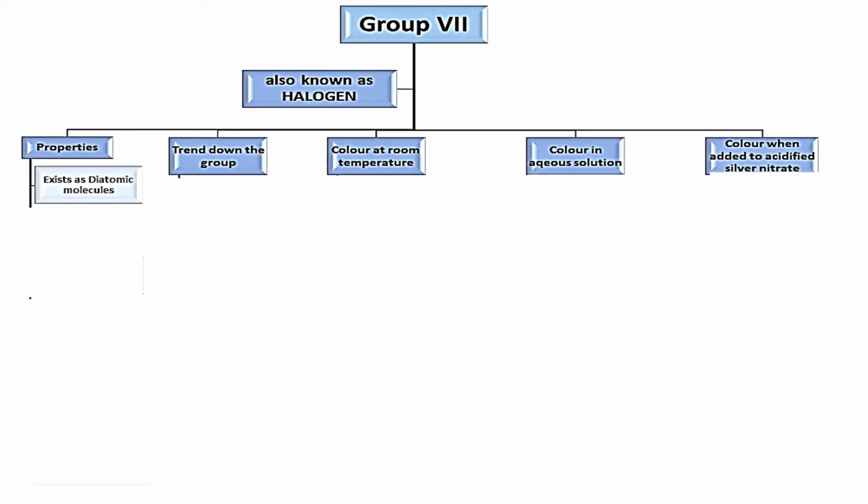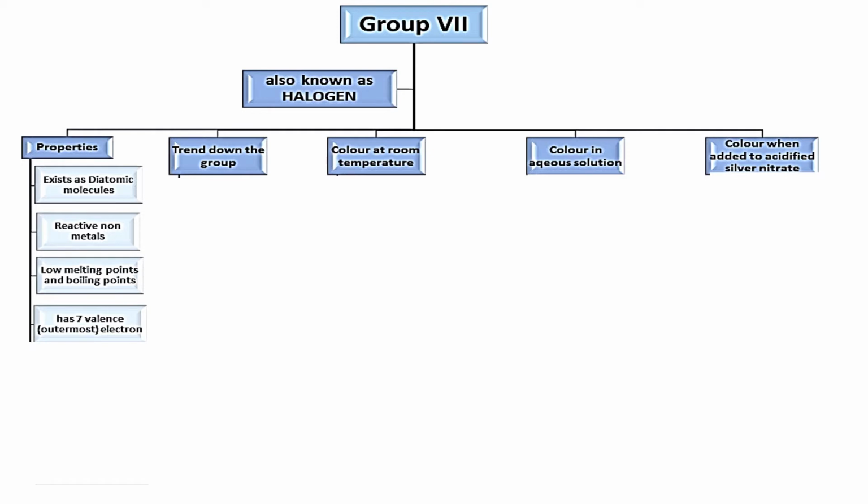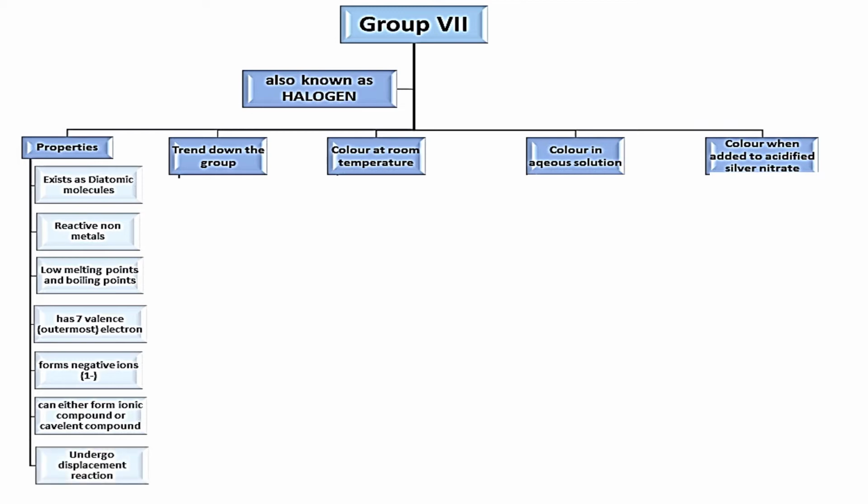Group 7 exists as diatomic molecules, which means they are always in pairs. And they are reactive nonmetals. They have low melting point and low boiling point. Their valence electron is 7, and they form negative ion, which is 1-. They can either form ionic compound or covalent compound, and they undergo displacement reaction.